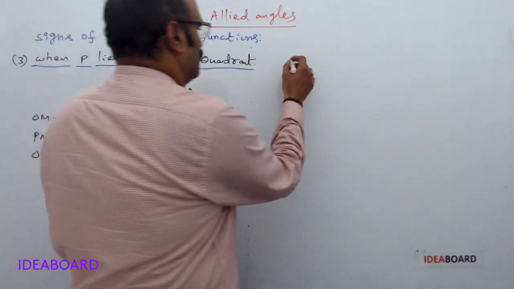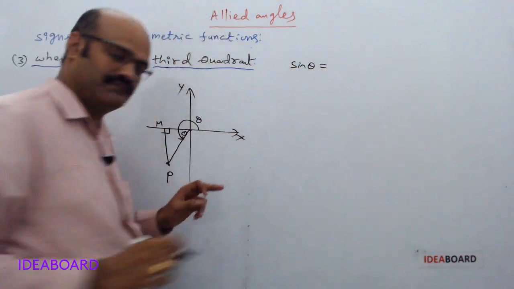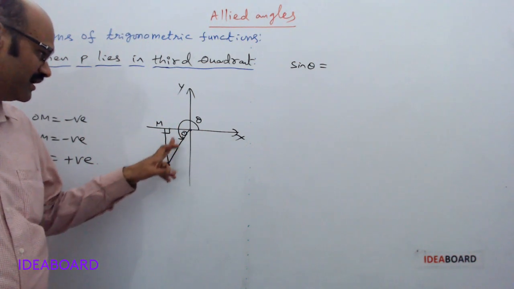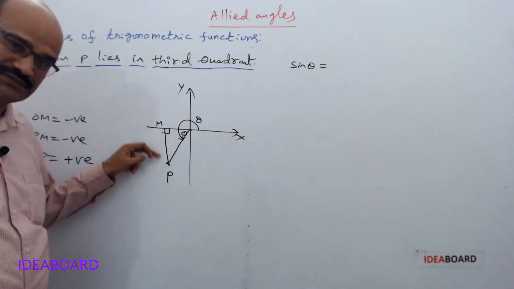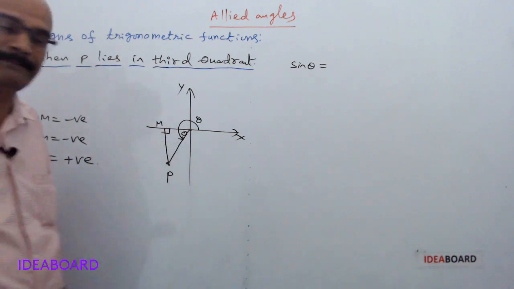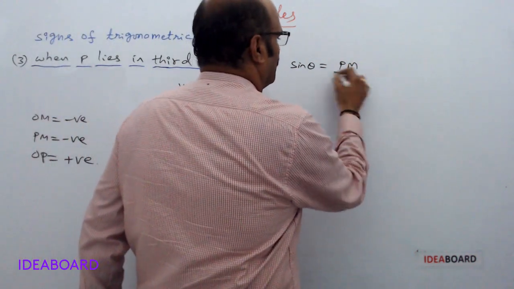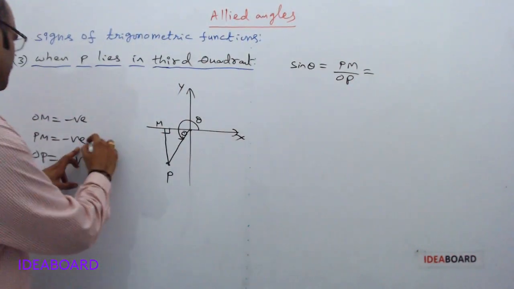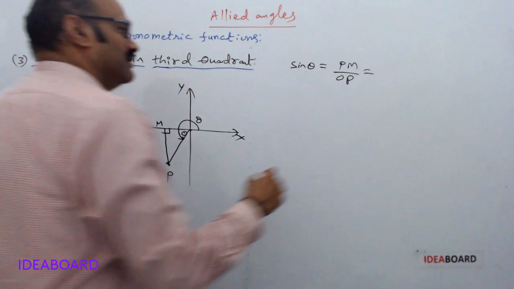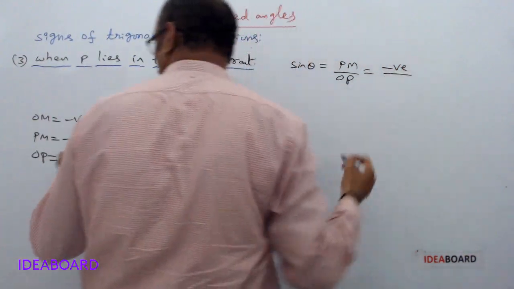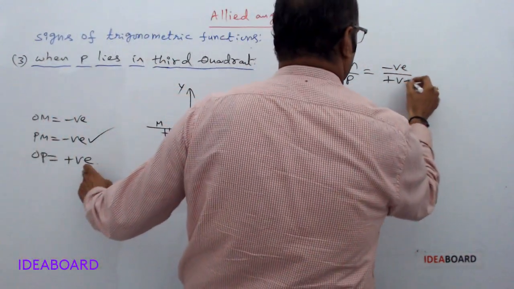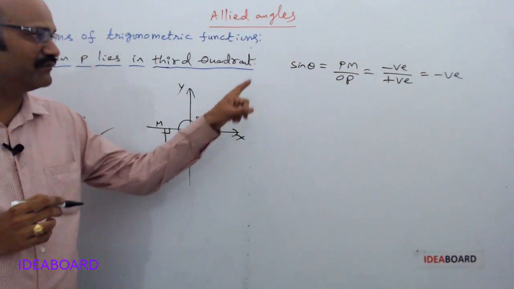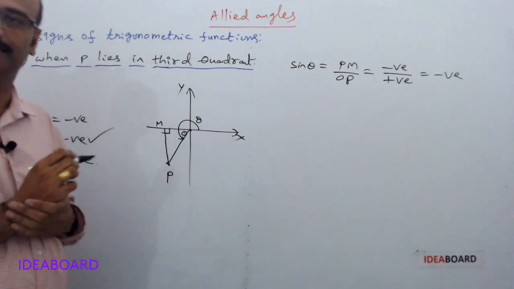Sin theta equal to, from the diagram, opposite side. Opposite side means which is along the y-axis. So it implies PM by OP. PM is negative, OP is positive. So finally we are getting negative. So sin theta is negative in the third quadrant.